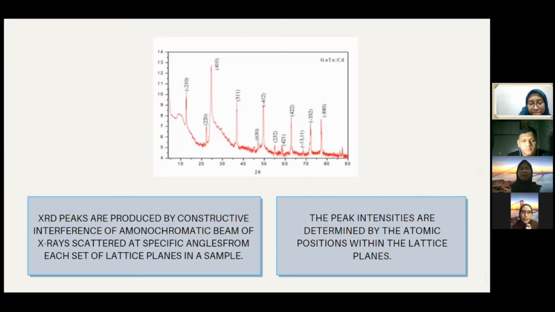This is the XRD pattern of nanoparticles. XRD is produced by constructive interference of a monochromatic beam of X-rays scattered at a specific angle from each of the lattice planes in a sample. The peak intensities are determined by the atomic positions within the lattice planes.